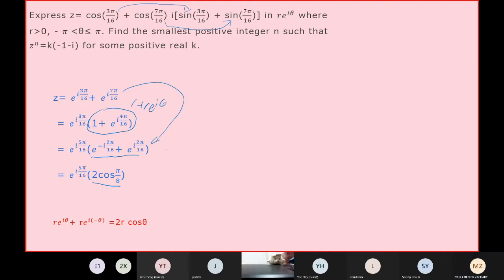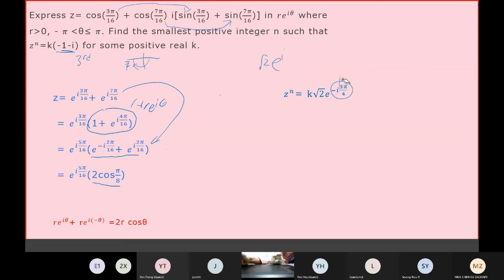Now we have z^n as something times root 2 e^(i 3 pi over 4). How to get root 2? From here, minus 1 minus i would simply have modulus root 2, because 1 squared plus 1 squared is 2, then you square root it. Then the argument, be careful. This is in the third quadrant, so it is over here. Your basic angle is tangent inverse 1, pi over 4. So your argument is minus pi plus pi over 4. That's why it is minus 3 pi over 4.